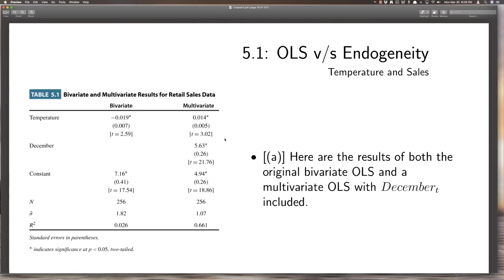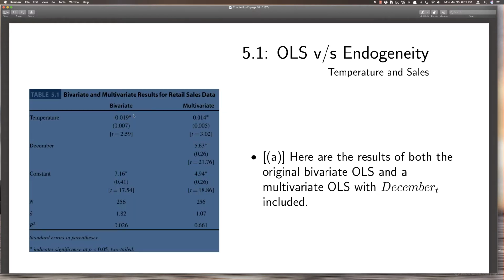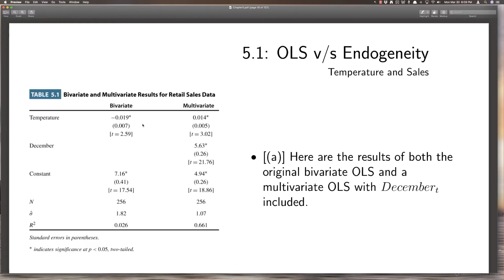So what happens when we add the control for Decemberness? Because this is a biased result over here for bivariate. This beta 1 hat is biased. We can't trust it because we know there is a Z, Decemberness, that's correlated with both X, temperature, and Y, sales in billions of dollars.